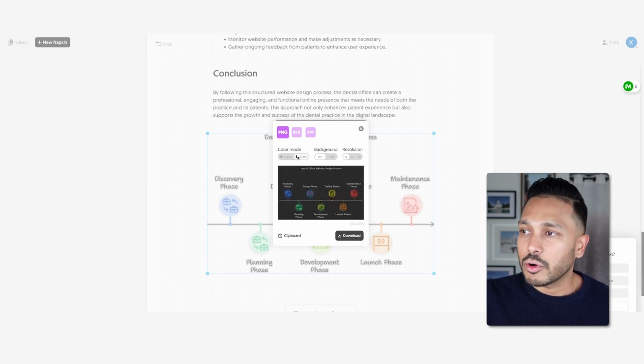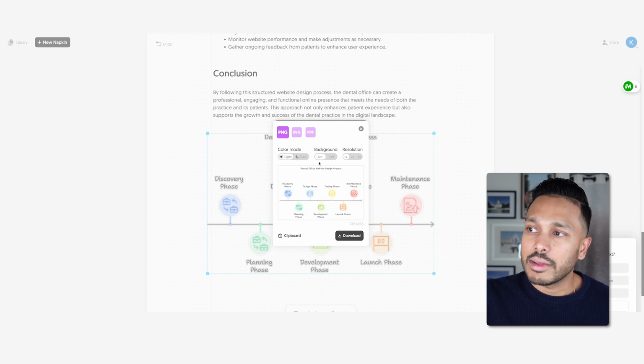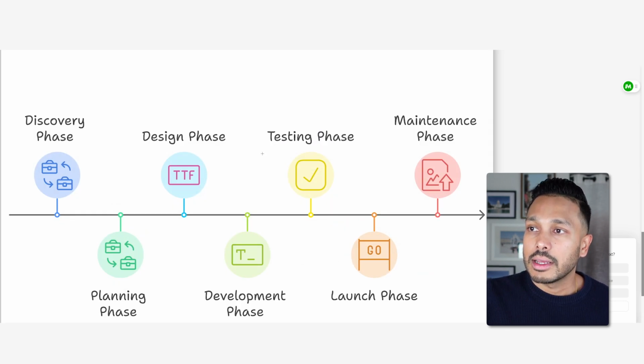You could do light or dark style. You could have it with a white background or a transparent background like a PNG. You can increase the resolution to 3x, and why not? And then just hit download. And one more option here, you could also just copy it to your clipboard and paste it directly if you wanted to do that instead. But once you've done that, it pops up nicely and you have your graphic.